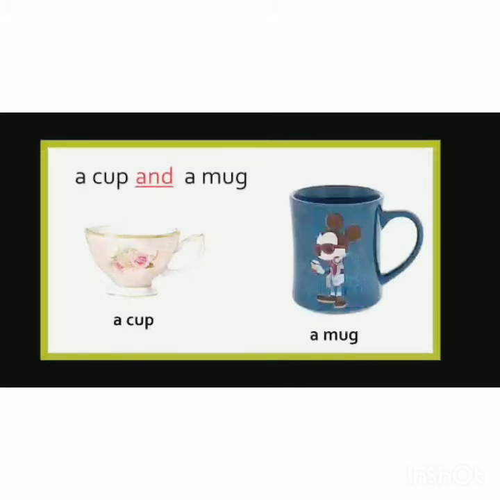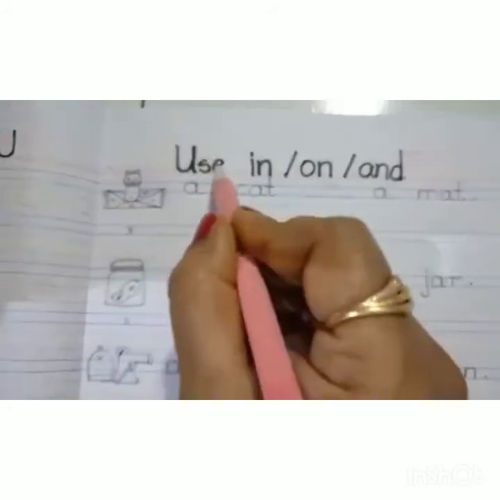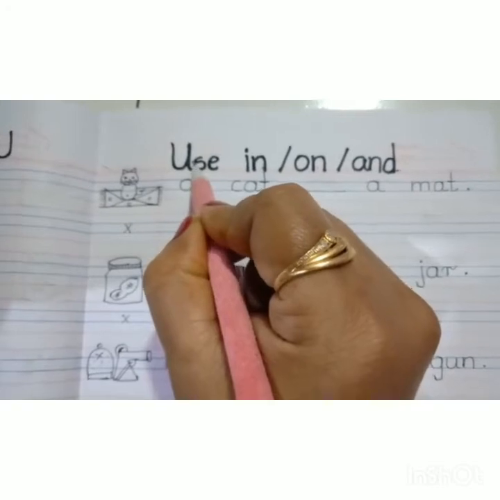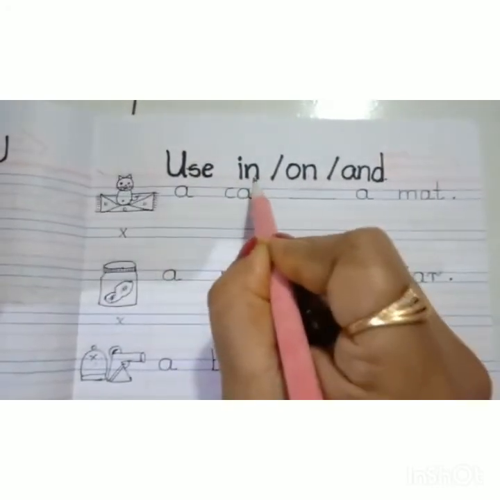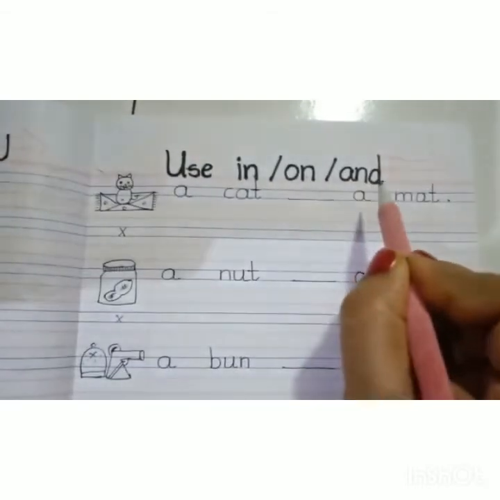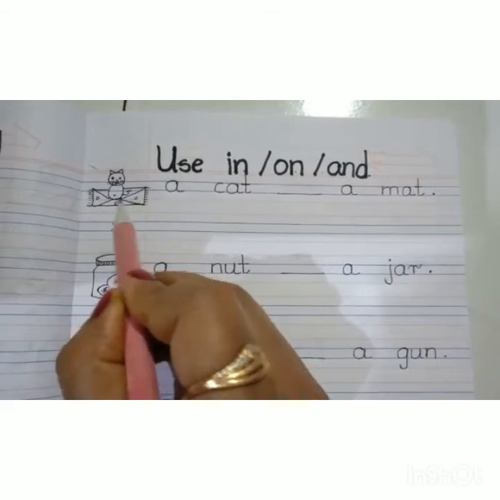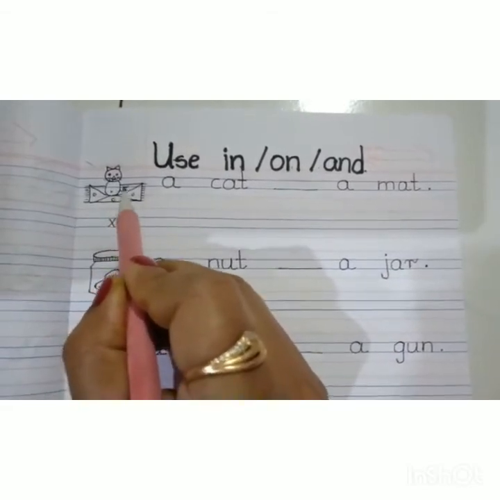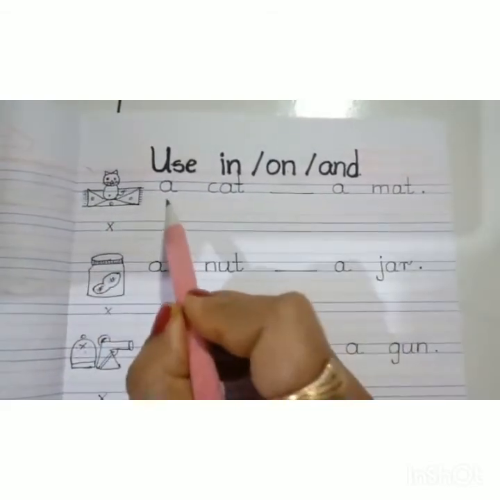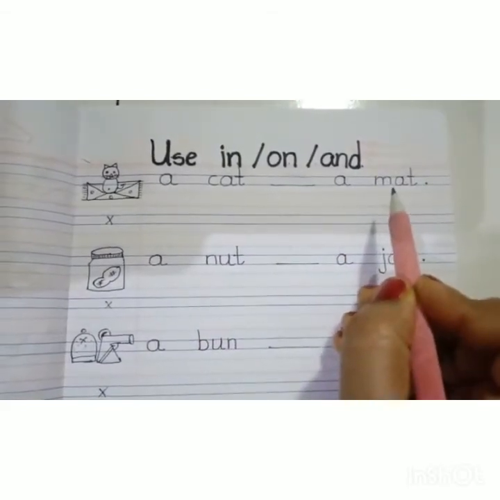Got it, children? Let's begin our exercise. First, we will write our heading. Use in / on / and. This is our heading. Okay, see the picture inside the margin, a mat or cat. Okay, what can you see here? Let's read the sentence first. A cat dash a mat.